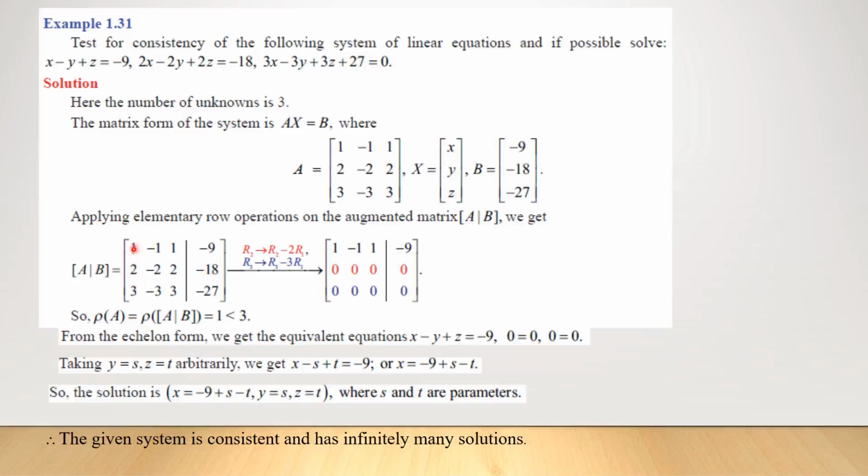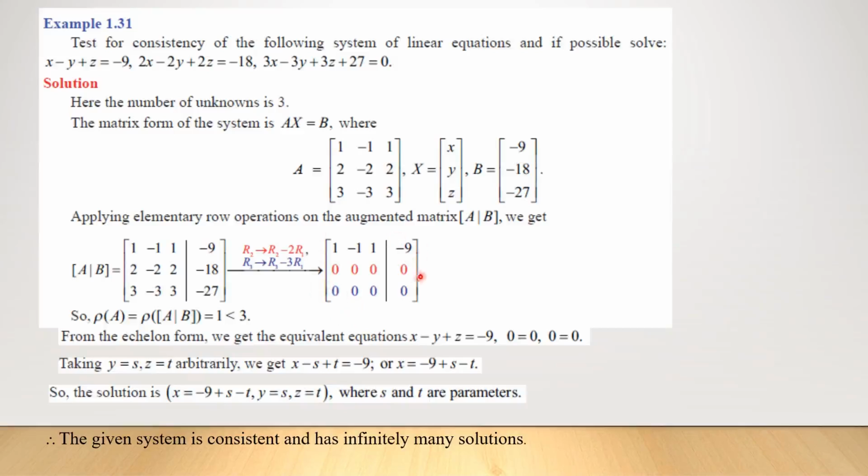Next, we have to apply the elementary row operations to the augmented matrix A, B. Here, in that matrix, the first row first element is non-zero. Then you have to make the second row first element and third row first element 0 by using R1. While changing these two to 0, all the other entries will become 0. So, we will get the triangular form in the first step itself.